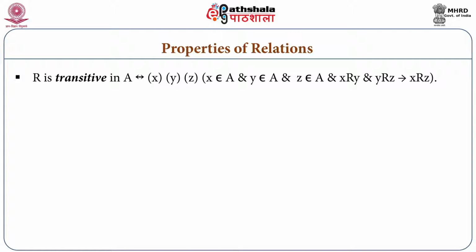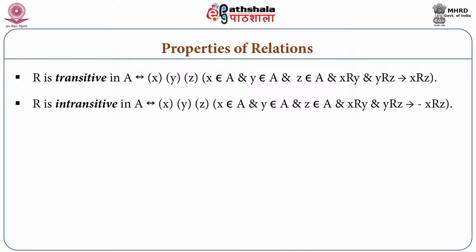Now keep looking on the screen. There is another property which is just opposite or different from transitive. It is called intransitive relation. A relation R is intransitive in a set A if and only if for all x, y, z that are all members of the same set A, if there is a relation from x to y and y to z, then there is no relation from x to z.